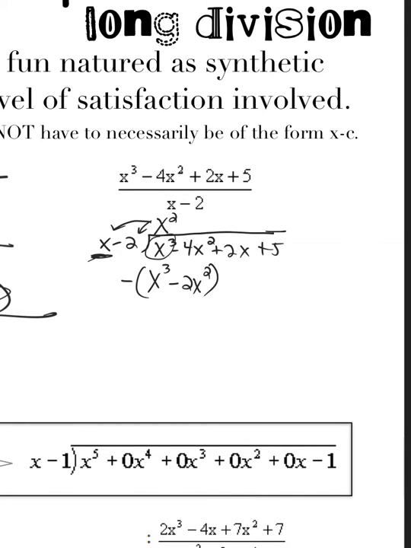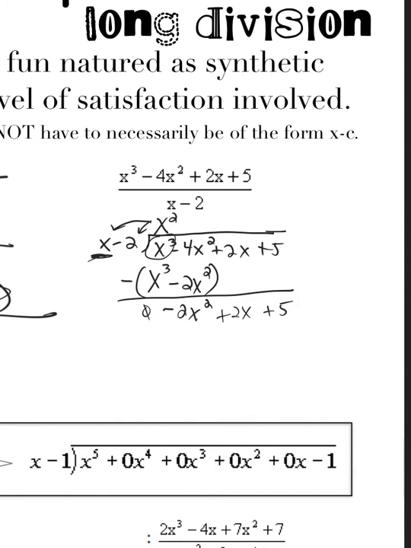I'm going to subtract this entire polynomial. That will give me x cubed minus x cubed, which cancels those out. Then I have negative 4x squared minus negative 2x squared. That means that I'm actually combining negative 4x squared with a positive 2x squared. So I have negative 2x squared as my result. Negative 4 plus 2 is negative 2. And then I'm going to bring down these last two terms.